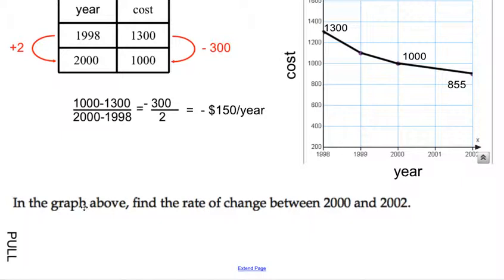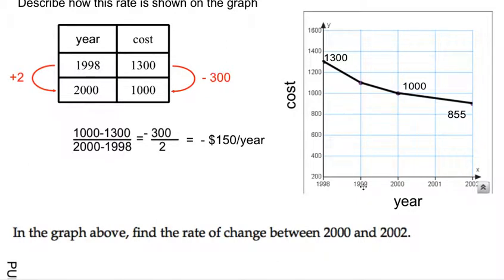So down below it says in the graph, find the rate of change between the year 2000 and 2002. So go ahead and pause the video and see if you can come up with the difference from 2000 to 2002. You're going to use the data point 1000 and 855. I'll give you the answer when you come back.